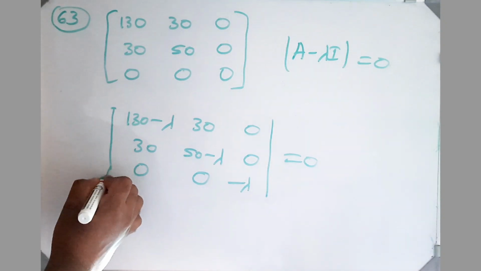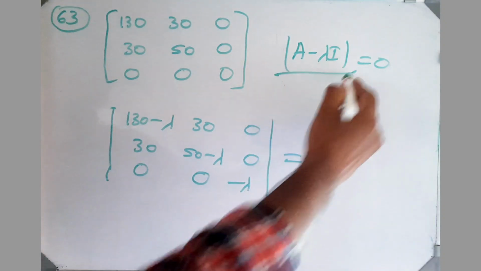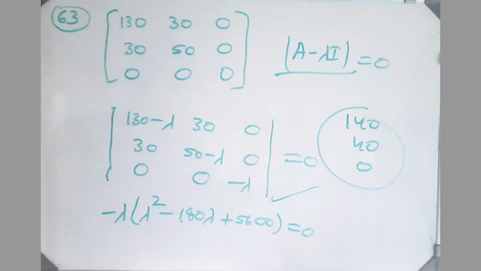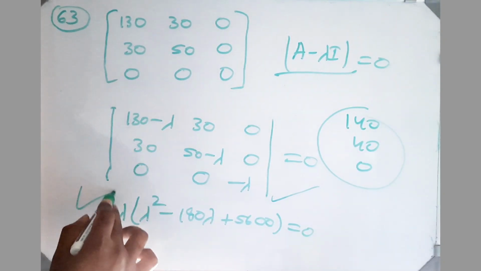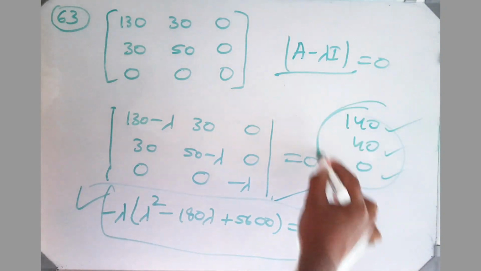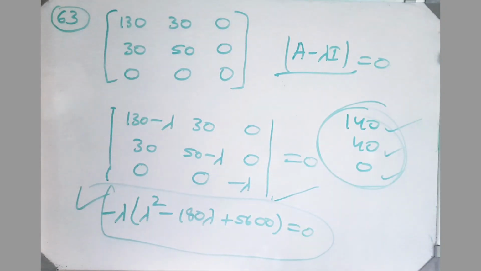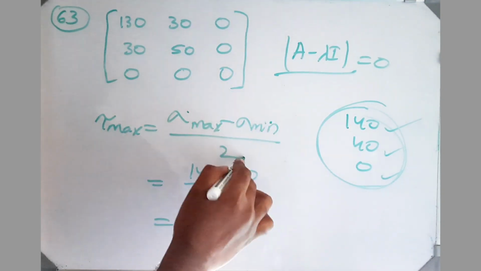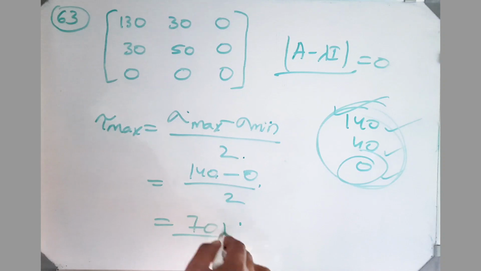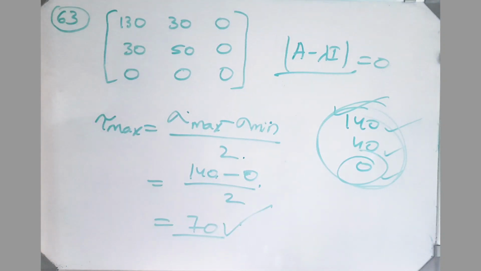Friends, we can find out the principal stresses by equating the determinant of this matrix to 0. So friends, by taking determinant we get this equation, and by solving we get sigma 1, sigma 2, sigma 3. So tau max is sigma max minus sigma min by 2. So our sigma max is 140, sigma min is 0. 140 minus 0 by 2 is 70 MPa is the final answer.